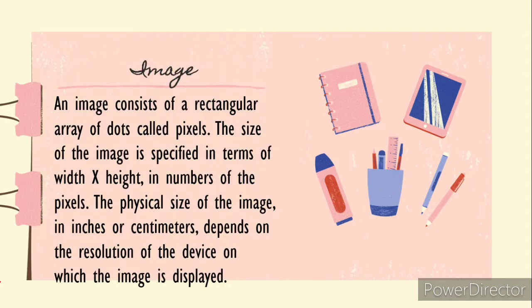Then we also have image. An image consists of a rectangular array of dots called pixels. The size of the image is specified in terms of width times height, in numbers of pixels. The physical size of the image in inches or centimeters depends on the resolution of the device on which the image is displayed.